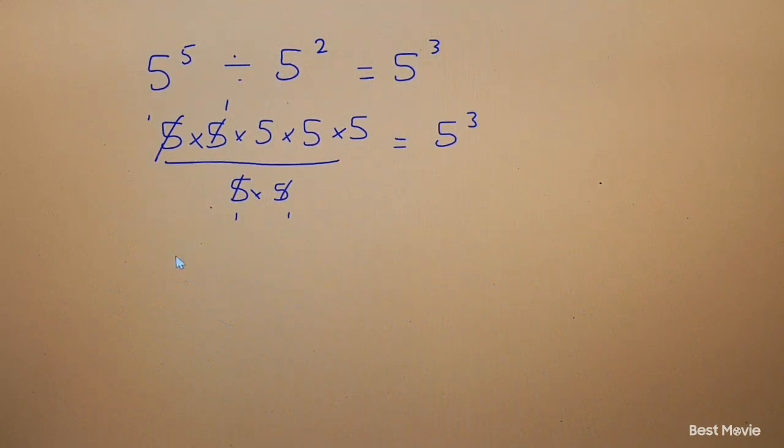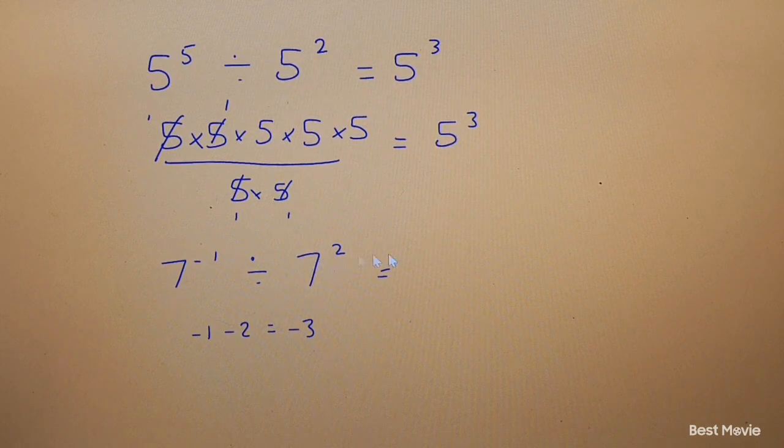Okay. Another example would be 7 to the power of minus 1 divided by 7 squared. So the base number is the same and you're dividing, so you take away the powers. So minus 1 take away 2 is minus 3. So 7 to the power of minus 1 divided by 7 squared is 7 to the power of minus 3.